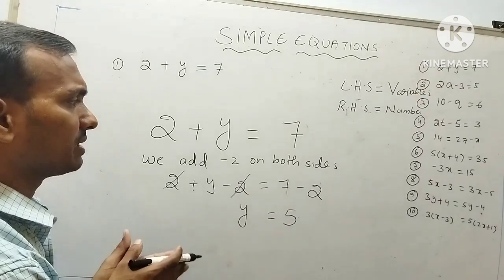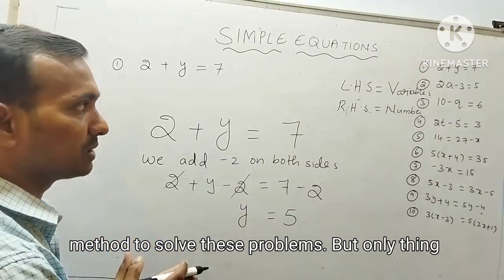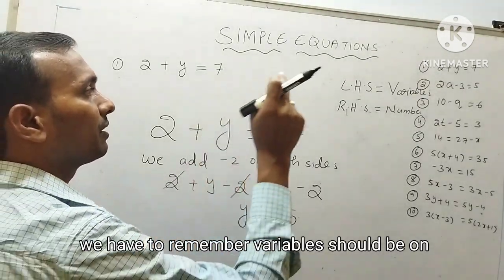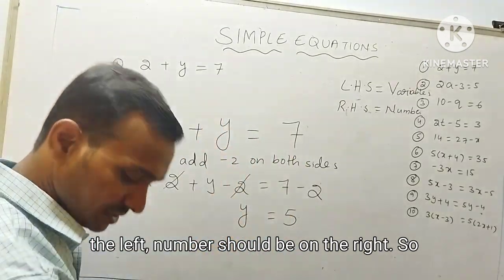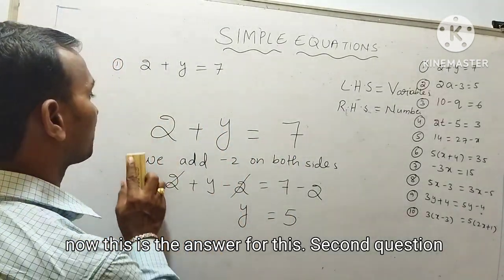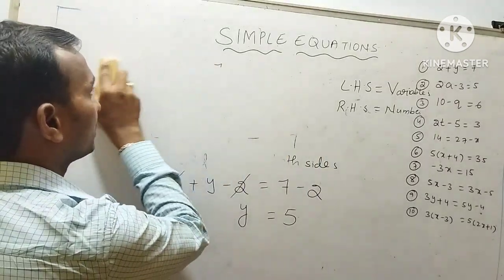We can use the balancing method to solve these problems. But we have to remember, variables should be on the left, numbers should be on the right. So this is the answer for this. Second question.